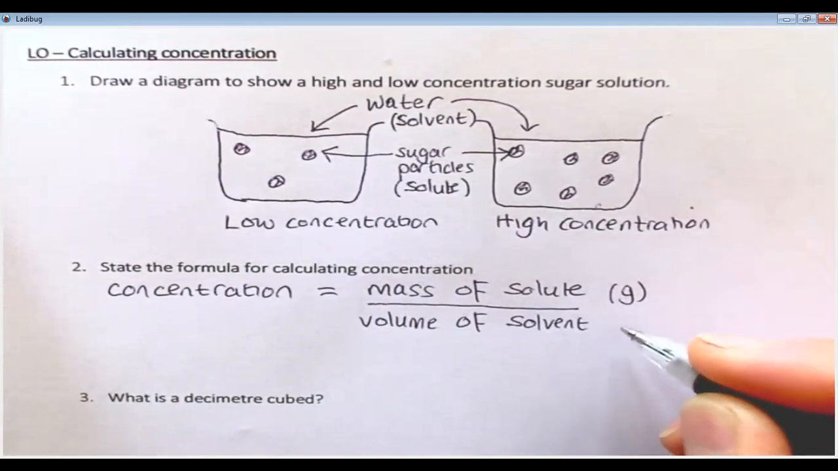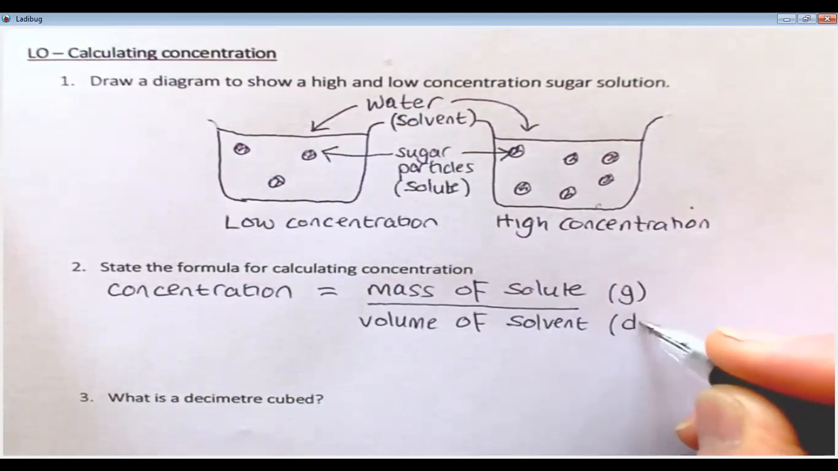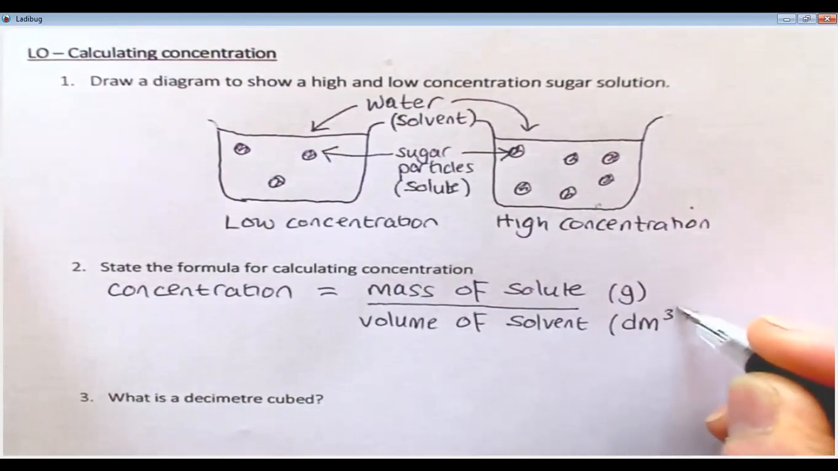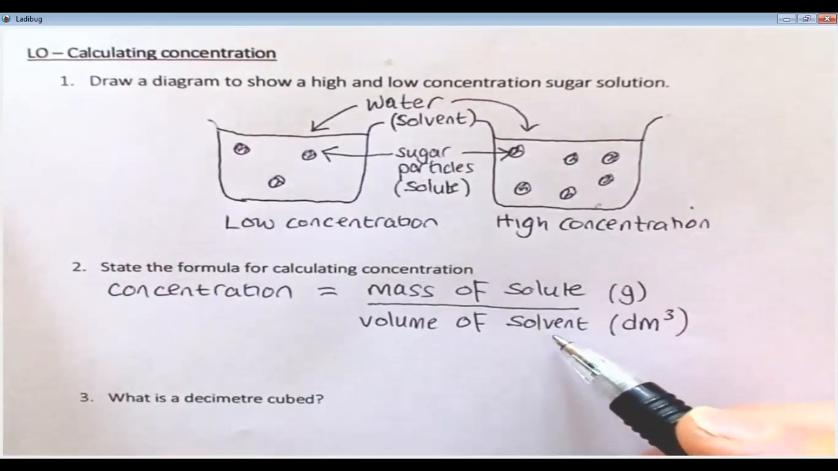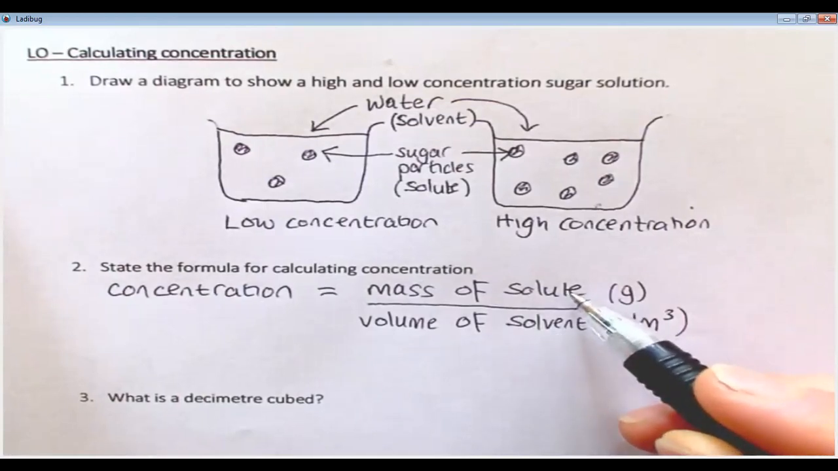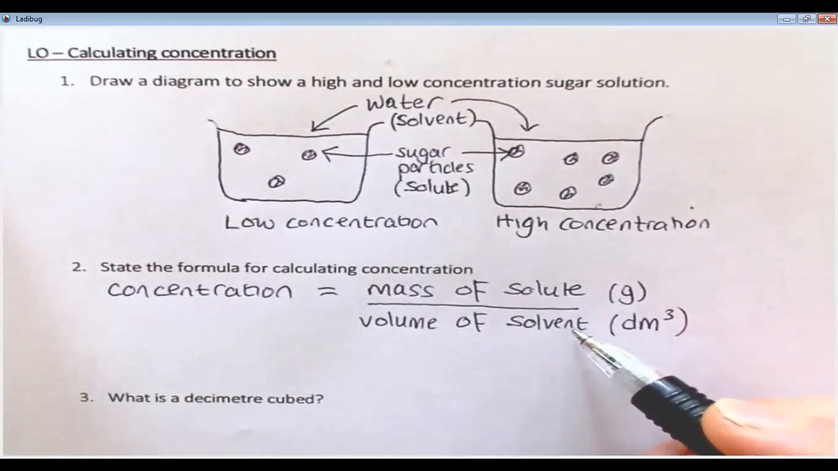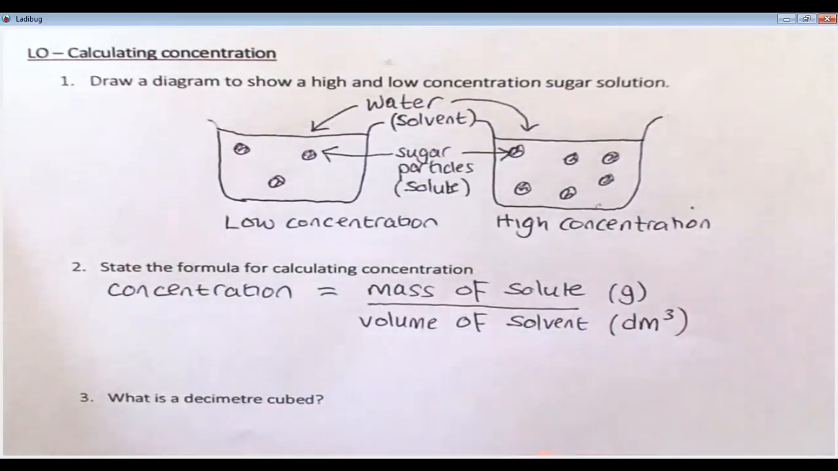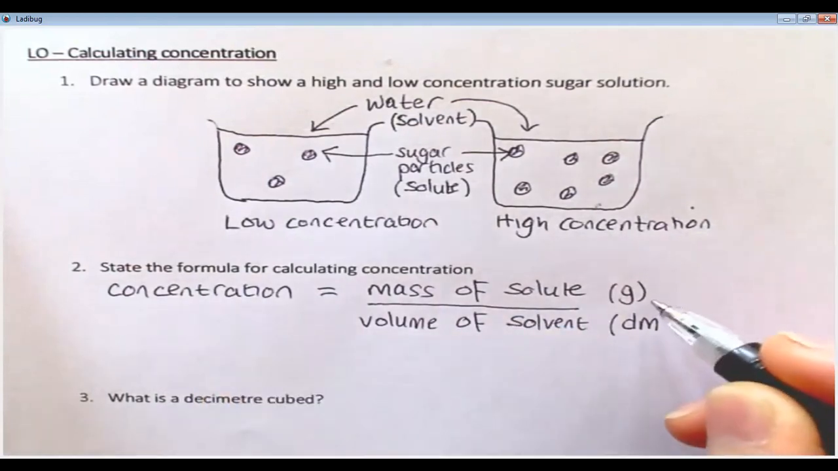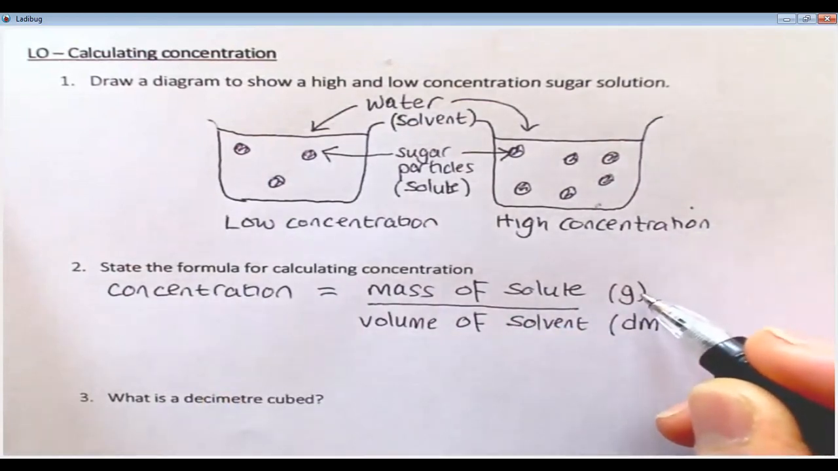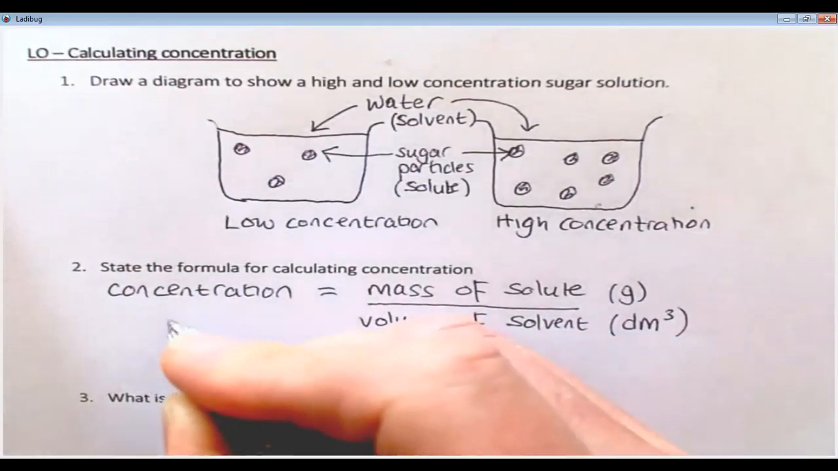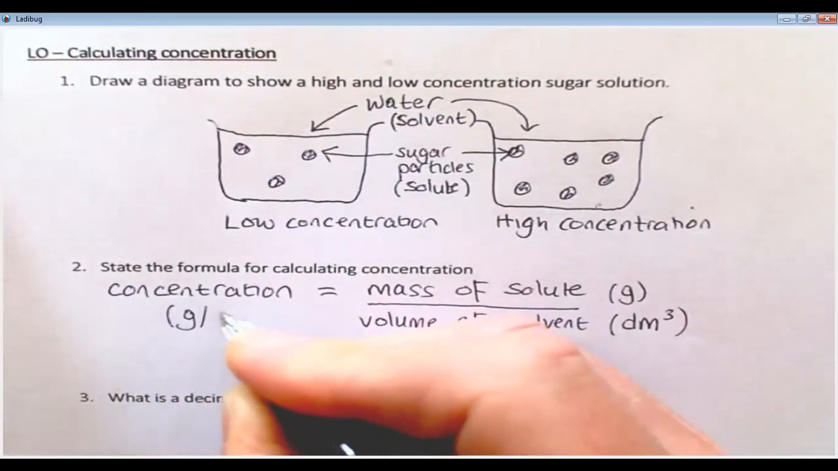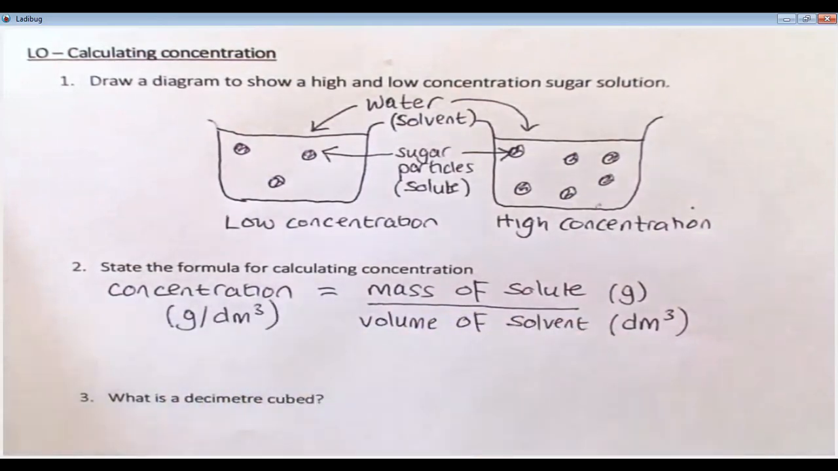And the volume of the solvent is measured in something called dm cubed. Stands for decimeter cubed, which we'll come back to in a second. In this example, the solvent is obviously water, so we've got mass of the sugar divided by the volume of the water. Now, the unit for concentration comes from essentially what we've done in this equation, which is grams divided by decimeters cubed. So we get grams per decimeter cubed.